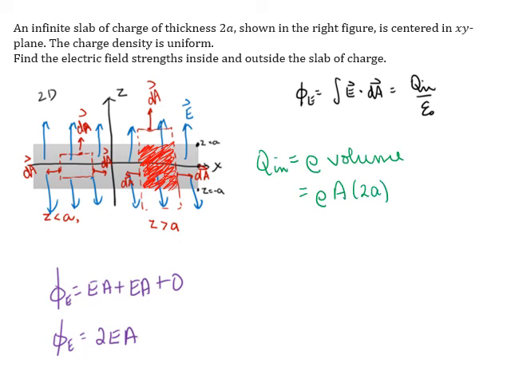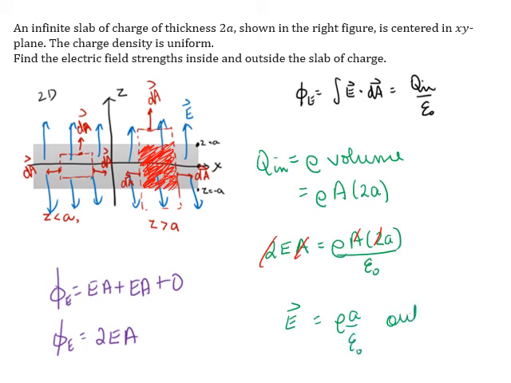Put this together with our Gauss's law. So our net electric flux is 2 times E times A equals our net charge, rho times A times 2A, divided by epsilon naught. We've got a 2 on either side, so they cancel out. We've got an area on either side, so they cancel. We're left with our expression for the electric field, which has a magnitude of rho times A divided by epsilon naught and a direction of pointing outward. So there's our electric field around a thick block of charge.